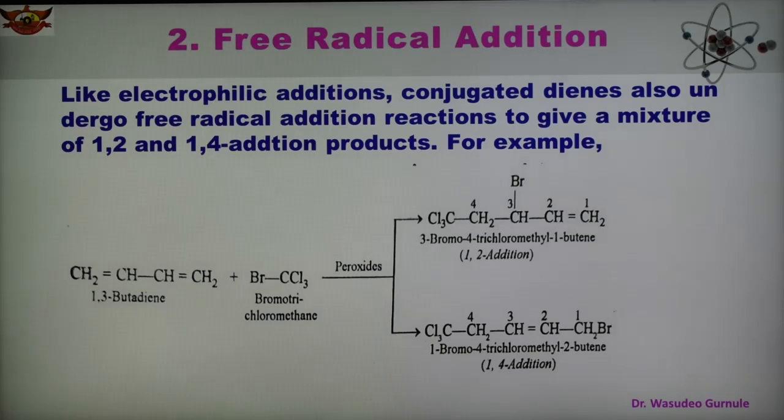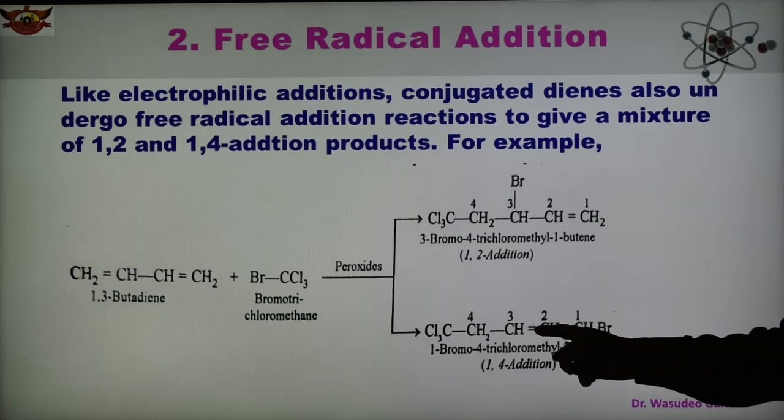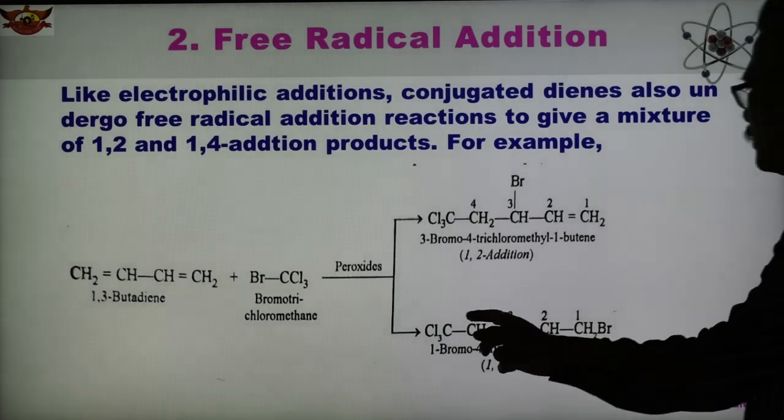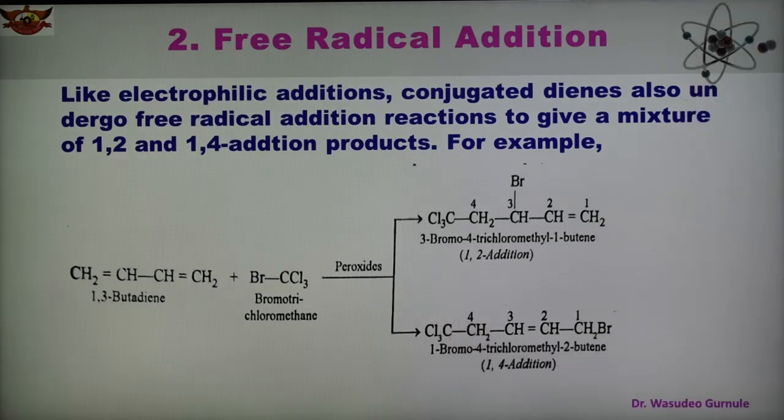So the name of this compound is 1-bromo-4-trichloromethyl-2-butene. So this is the 1,4 addition. So in this way conjugated dienes undergo the free radical addition reaction and we get 1,2 addition and 1,4 addition. Again, now 1,4 addition is the major product in this case.